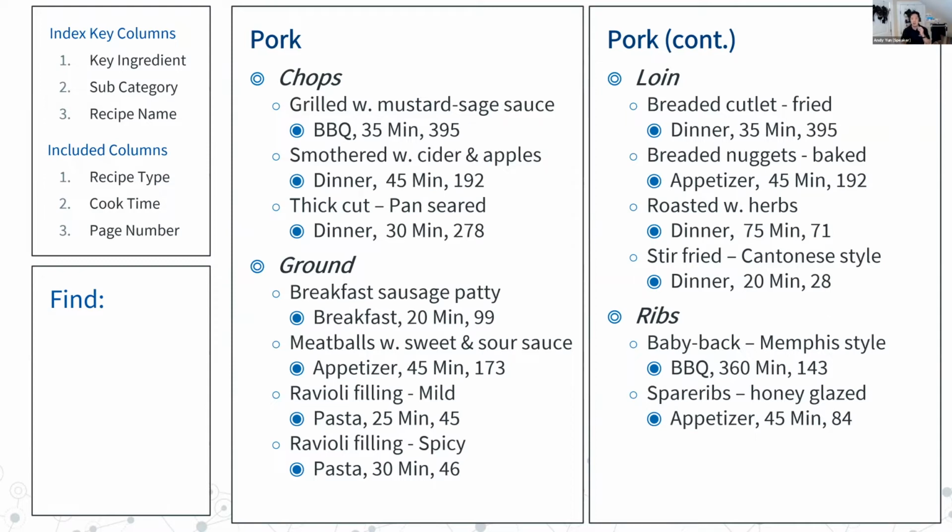But a program, something like SQL Server, has to follow a certain set of rules. So in this case, it must use the index key columns in order to navigate this index. So if I happen to be looking for roasted pork loin with herbs, I first have to go to the first element, the key ingredient, which I know is pork. And then I know that I'm going after a loin, so I go to the subcategory loin, and then I know the rest of the recipe name, roasted with herbs. So I'm able to seek straight into the recipe that I want.